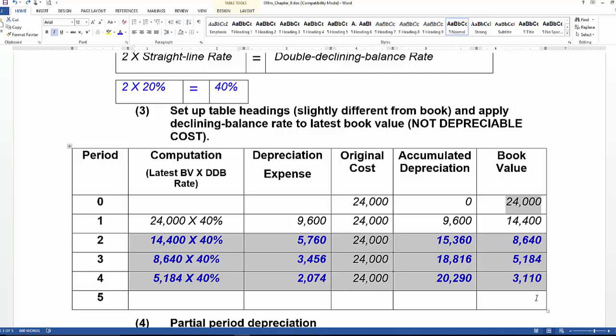So we'll want the book value to end up being no less than 2,000, which means our accumulated depreciation can't be more than 22,000, and original cost never changes. So we have to back into the depreciation expense not by multiplication, but by subtraction. And so we get $1,110 depreciation.